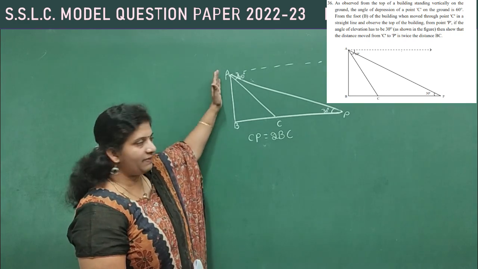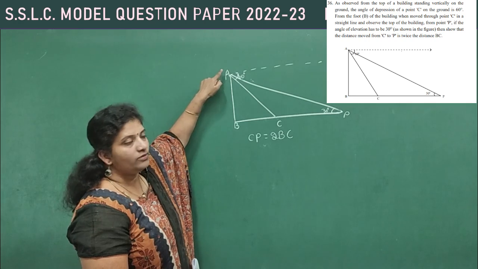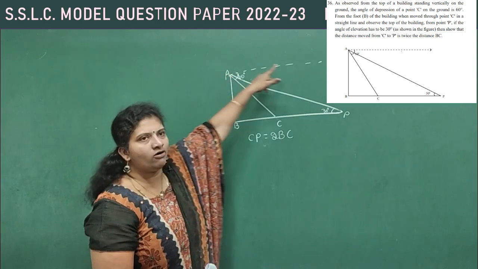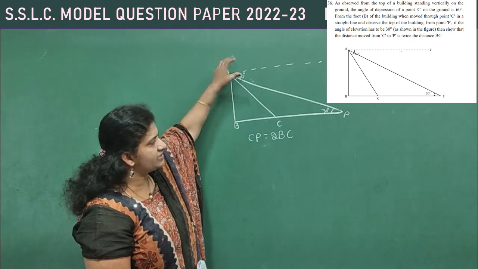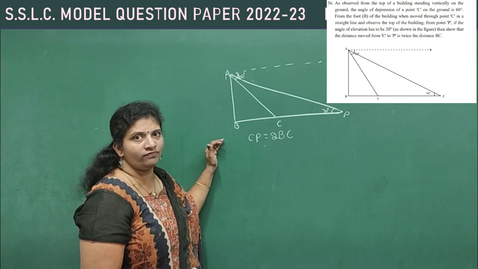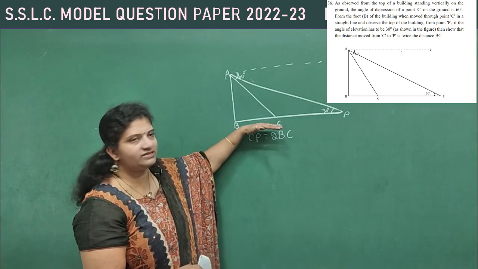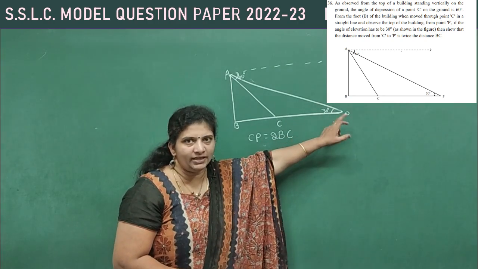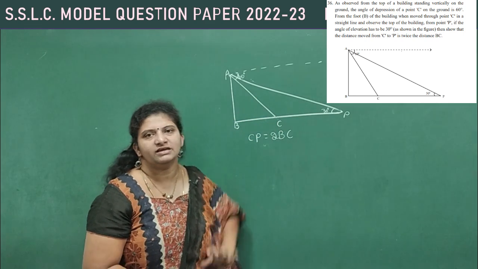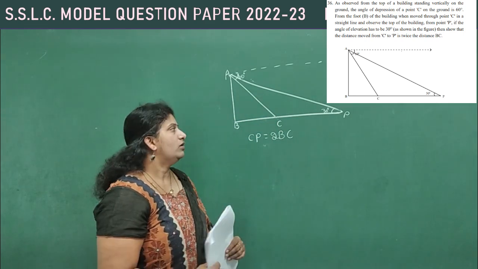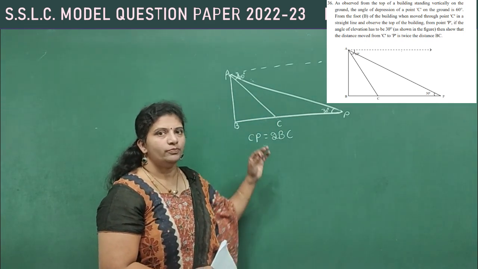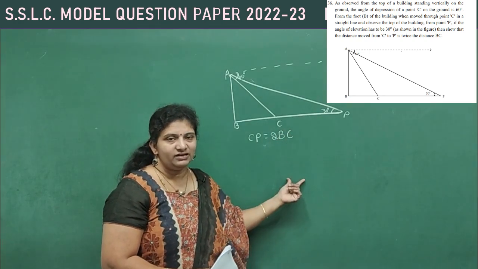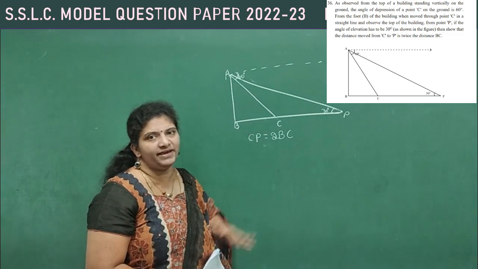There is a building, AB is a building. From the top of the building to a point C on the ground, the angle of depression is 60 degrees. So you need a horizontal line, and now the angle of depression is 60 degrees. From the foot of the building through point C, moving in a straight line to point P, from that point the angle of elevation to the top of the building is 30 degrees. So they asked us to prove that the distance CP is twice the distance BC.